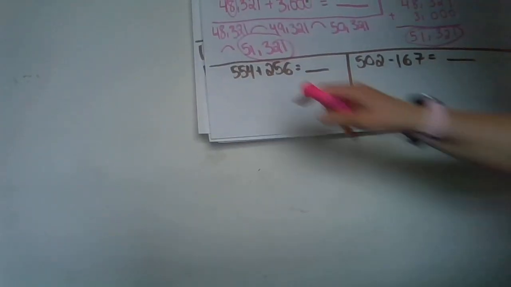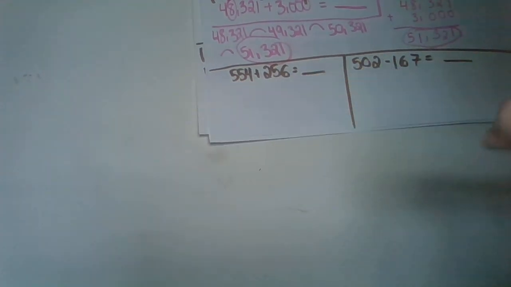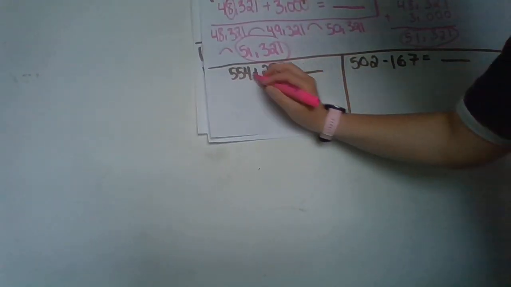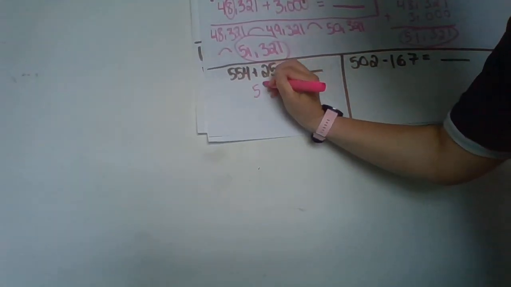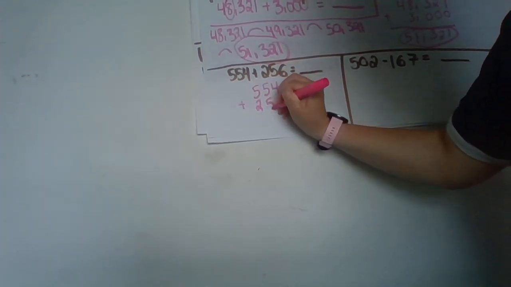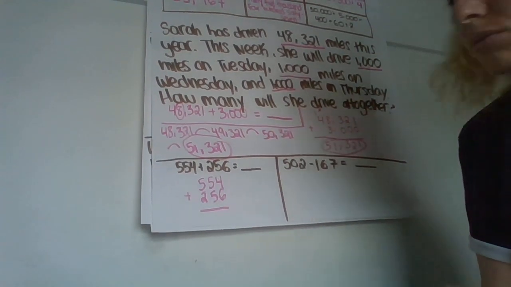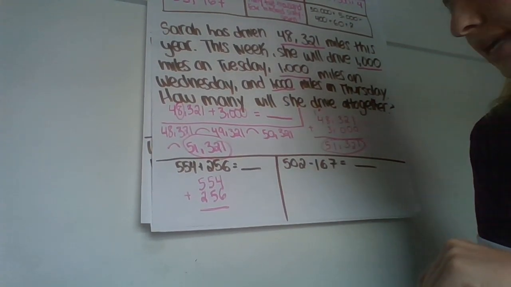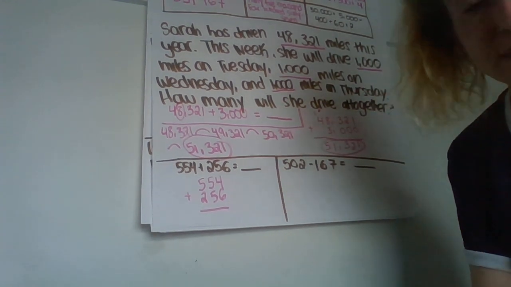All right. So we have two different problems right here. An addition problem and a subtraction problem. I'm going to use the algorithm to solve this problem. 554 plus 256. Now, if you use an HTO chart or another strategy to solve this, like splitting, that's okay. I'm using the algorithm because it's the fastest way.